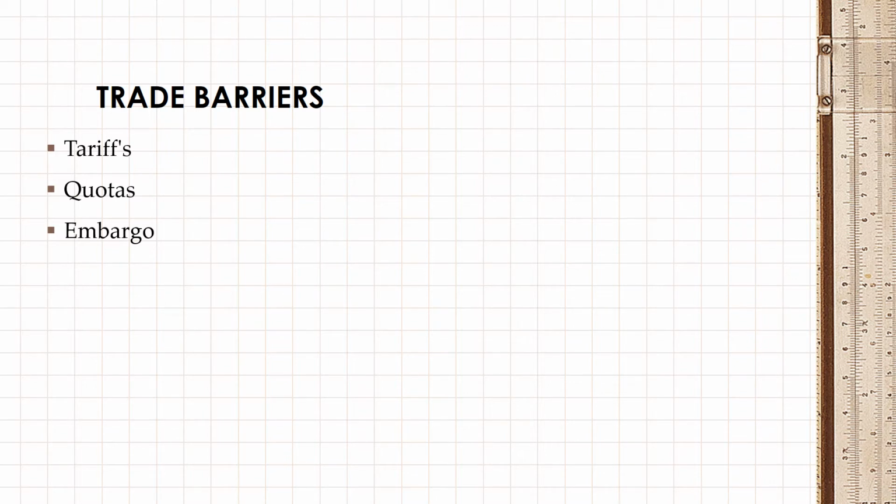And finally, you have embargo. So embargo, it's an official ban, you can say, on trade with any particular country due to some reasons. For example, Pakistan is not allowed to trade with Israel due to the history we share.